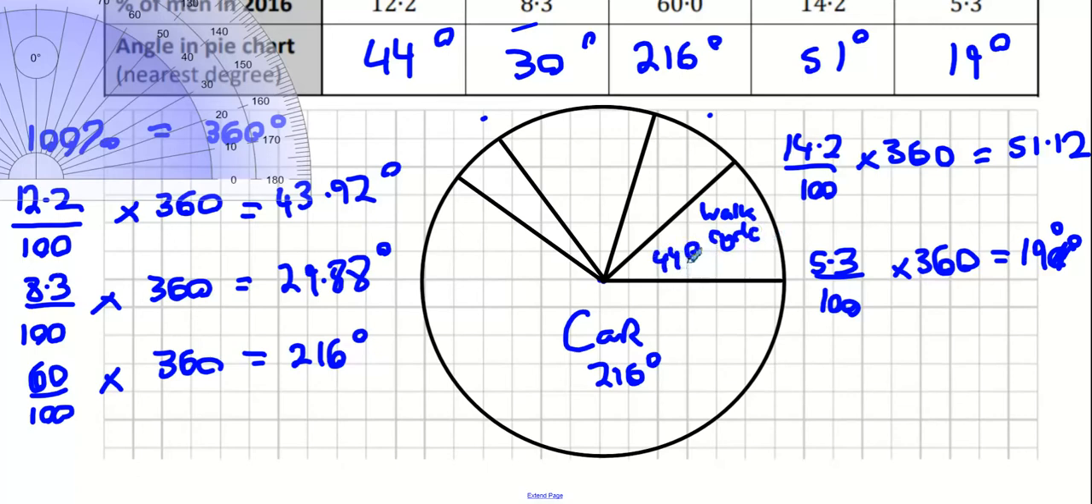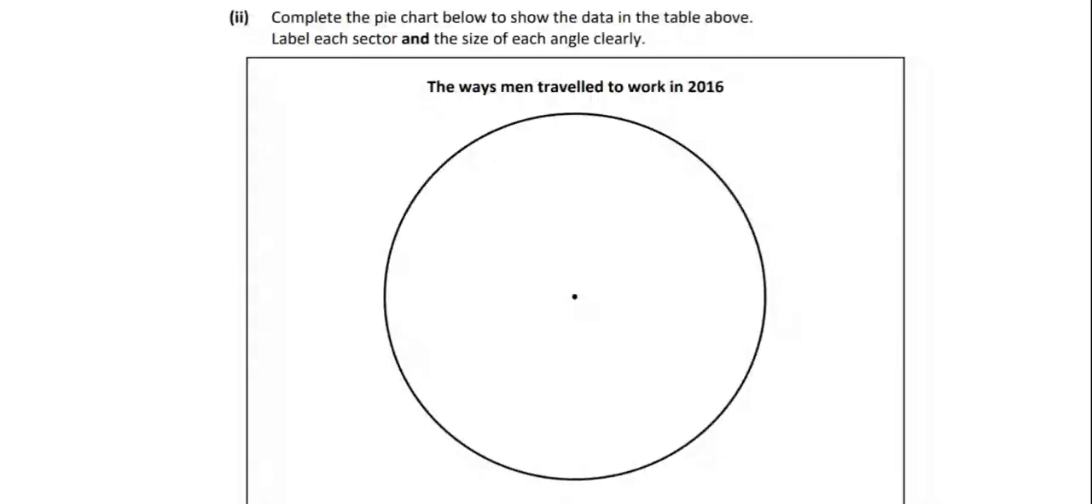And the next one after that will be the 30 degrees, which was bus or train. 30 degrees. And the next one after that was the 51 degrees, which belonged to the other. And then finally, the 19 degrees that said not stated. 19 degrees. Okay, and now we're done. There's our nice pie chart, done and dusted. Remember, it says label each sector and the size of the angle clearly, so it's very important that you do that.